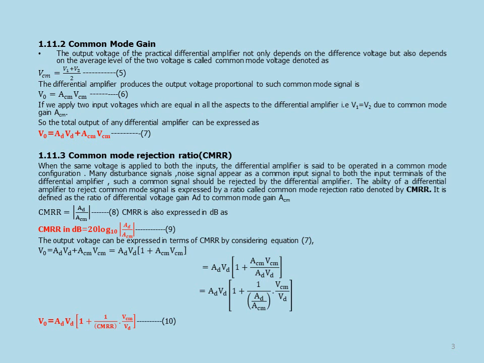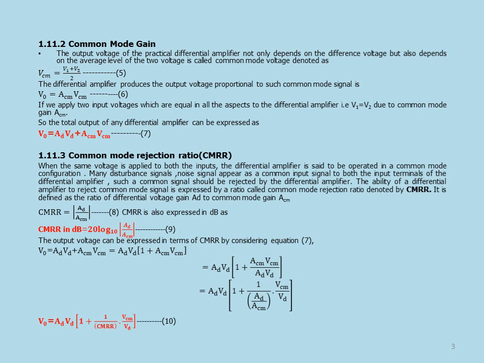In common mode gain, V1 and V2 actually have some common signals present, and in the output it will be replicated. So the common mode voltage is VCM, that is V1 plus V2 by 2, as shown in equation 5. I repeat, VCM, the common mode voltage, is equal to V1 plus V2 by 2, as shown in equation 5.